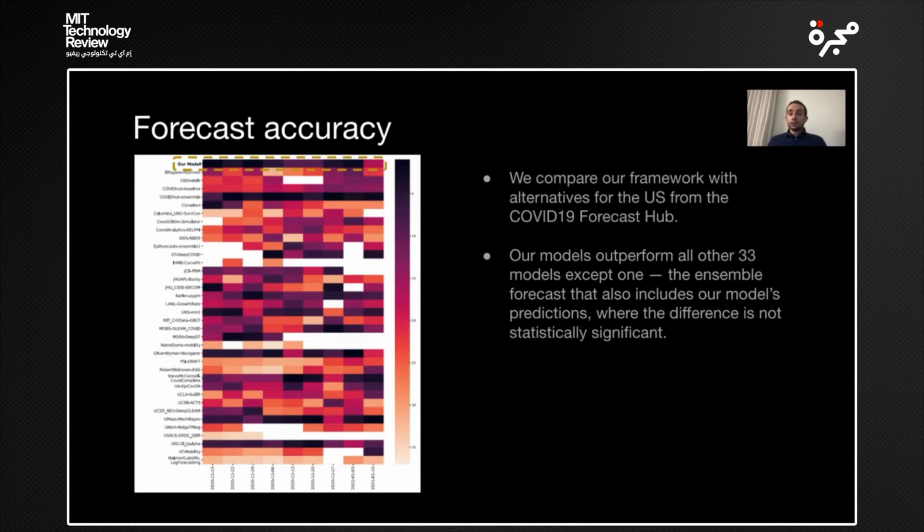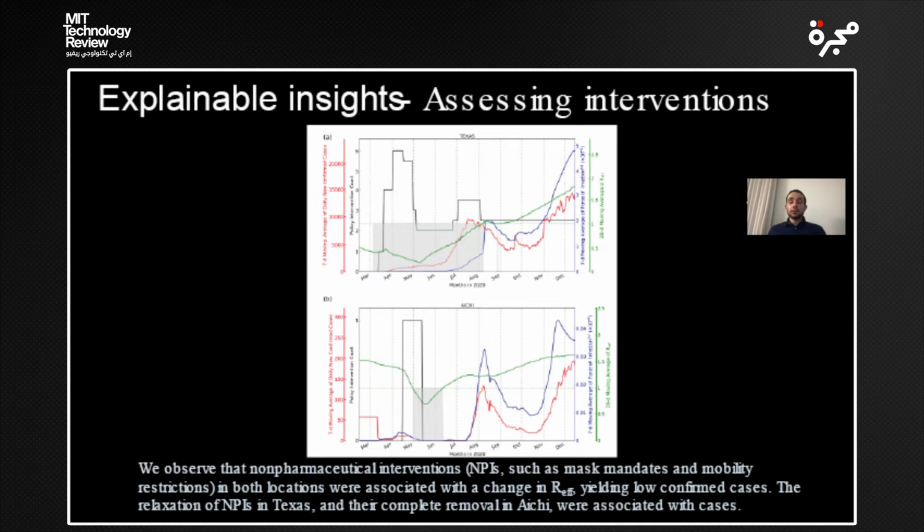I would like to also talk about the explainable insights, the important capability our framework gives. One of the important explainable insight capabilities is assessing interventions. So here is an example that we demonstrate for two locations, Texas in the US and Aichi in Japan. We observe that for these two locations in this period of evaluation, there are significant intervention policy changes, and these include changes in the mask mandates as well as mobility restrictions. And our model can take these into account accurately. And here we show the impact of these policy changes.